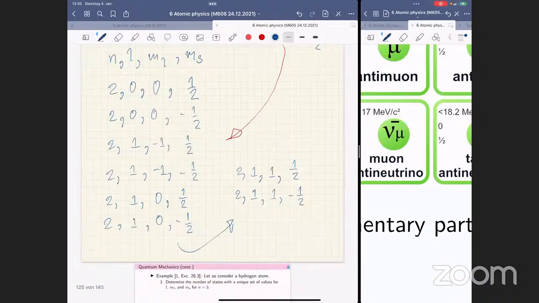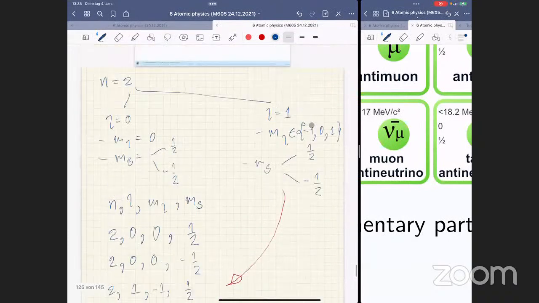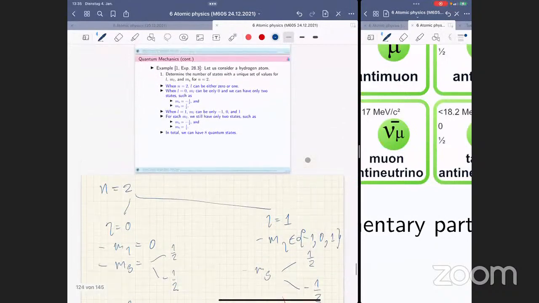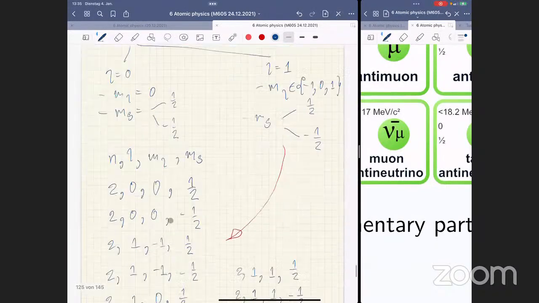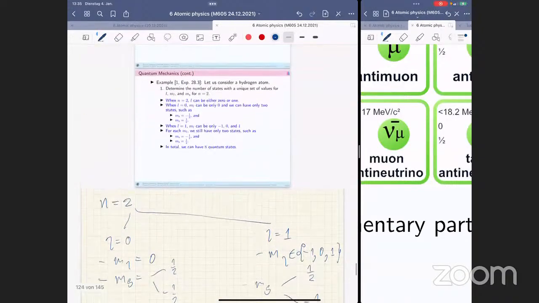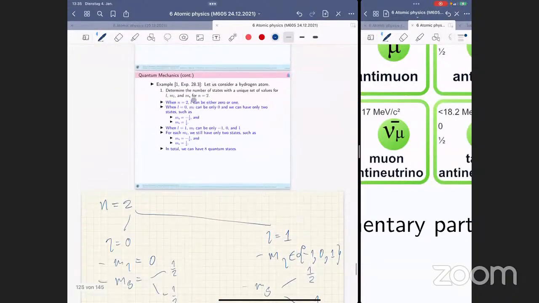You could have 1, 2, 3, 4, 5, 6, 7, 8 cases for the possible values of quantum numbers. So in total we can have 8 quantum states like this. This is the spanning of the possible values for n, L, ML, and MS, and that's the possible quantum states for n equal to 2.